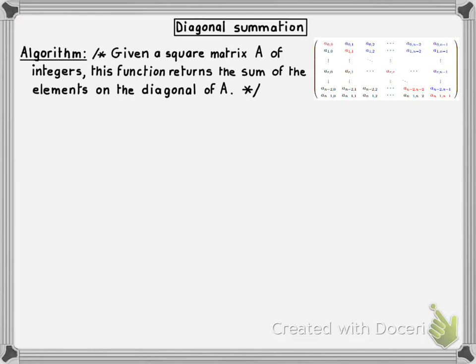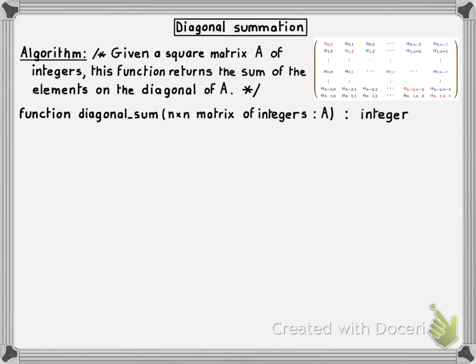So let's write down the pseudocode for such an algorithm. The keyword function indicates that the algorithm does return a value. We choose a meaningful but short name such as diagonal sum. Then we list in parentheses the inputs to the algorithm. Here there's only one. It's a square matrix, an n by n matrix of integers. Let's call this input uppercase A. And then, as the last component of the header line, we have the return type of the function, an integer, which is the sum of all the diagonal elements.